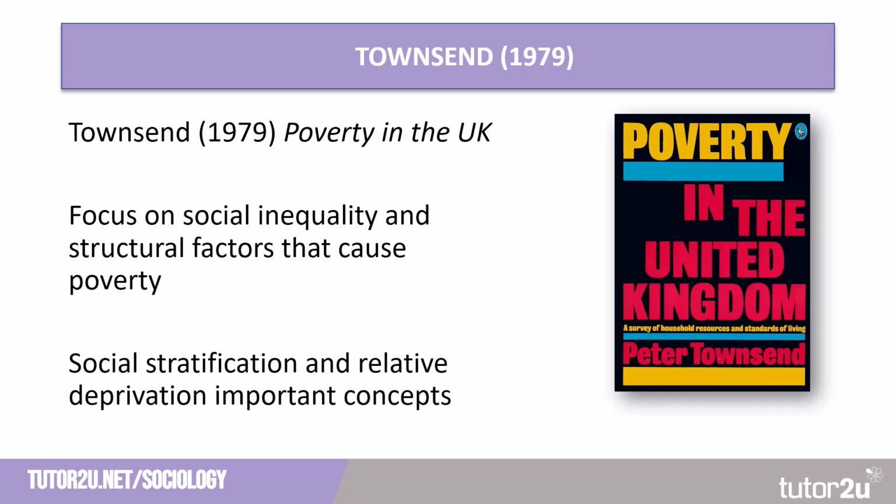Peter Townsend was a prominent British sociologist who made significant contributions to the study of poverty. In his 1979 book Poverty in the UK, Townsend aimed to provide a comprehensive analysis of poverty in the United Kingdom. His work was grounded in looking at social inequality and how structural factors contribute to poverty. Townsend's approach was deeply influenced by the concepts of social stratification and relative deprivation, which highlighted how economic disparities and social exclusion impact on individuals and communities.